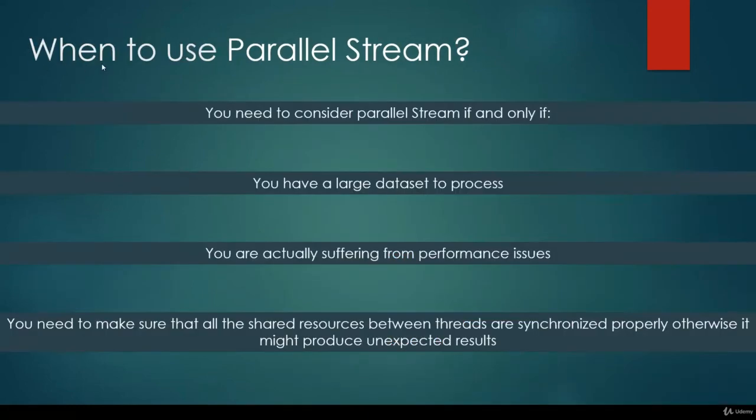So you may pose the question: when to use parallel streams? You need to consider parallel streams if and only if you have a large data set to process, you are actually suffering from performance issues, and you need to make sure that all the shared resources between threads are synchronized properly, otherwise it might produce unexpected results. In the next lecture we are going to take a look at a concrete example, what is the difference between sequential streams and parallel streams.